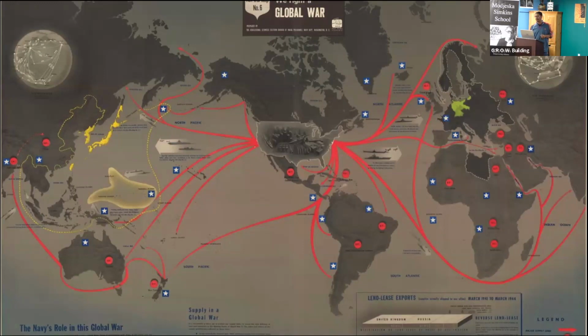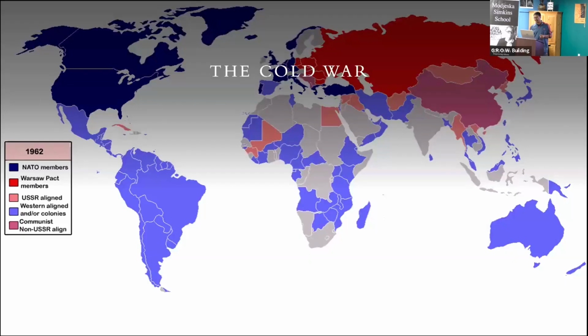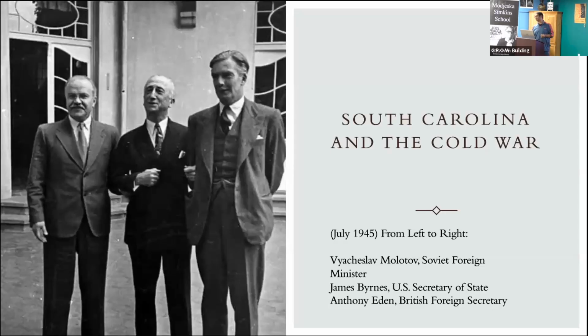Now, fortunately or unfortunately for us, one of the men involved in that post-war question was our good friend, Jimmy Burns, who served as Secretary of State right after World War II. And actually, this is a photograph from a meeting of the three foreign ministers or secretaries of state from the three major powers who fought for the Allies in World War II. There's Foreign Minister Molotov on the left, James Burns in the center, and Britain's Foreign Secretary Anthony Eden on the right.